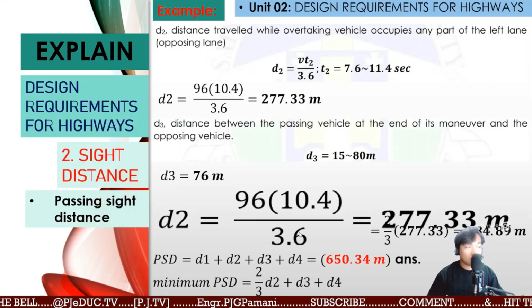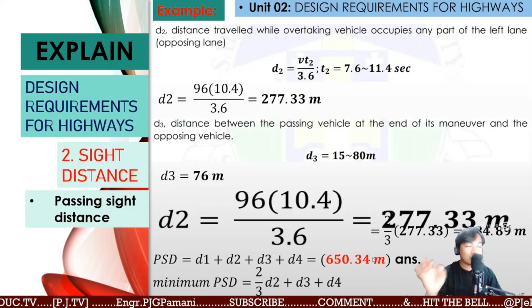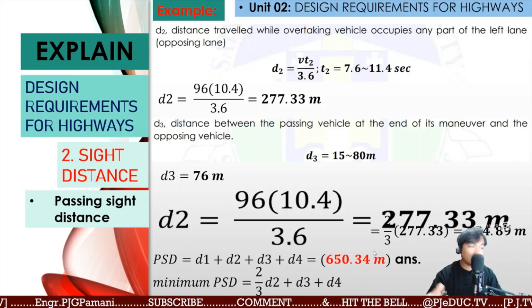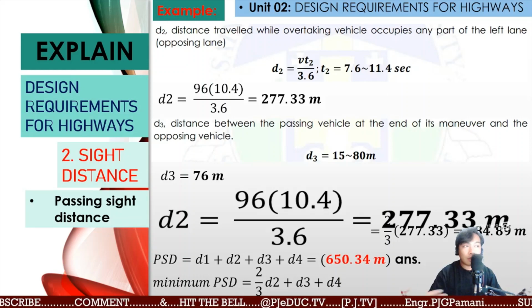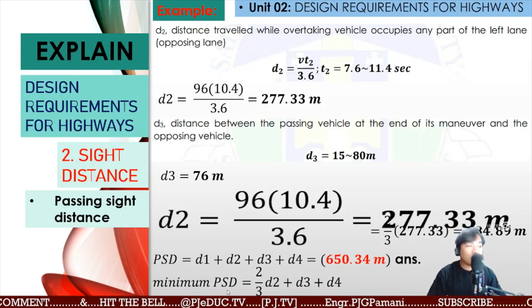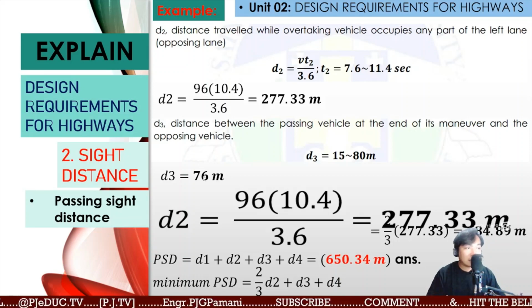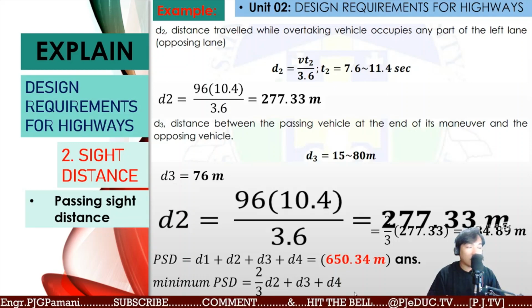Don't forget, ito po, passing sight distance is computed as 650.34 meters, or basically that is 650 meters to maximize safety. And minimum passing sight distance is the 2/3 of distance 2 plus distance 3 plus distance 4. Yun lang naman po yan.